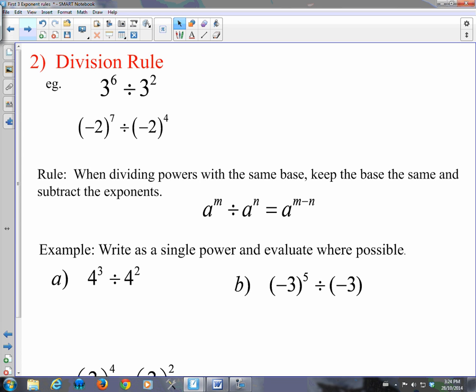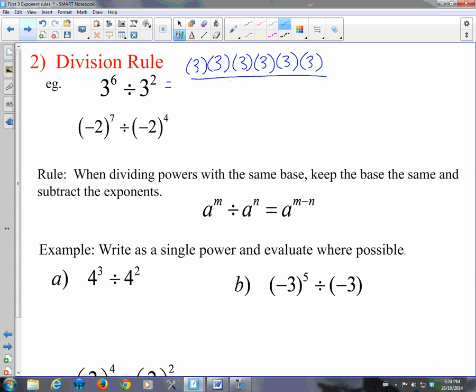Second exponent rule is the division rule. So if I'm dividing 3 to the exponent 6 divided by 3 squared would be 6 threes, 1, 2, 3, 4, 5, 6, divided by 2 threes. And so if you have the same thing on the top as you do on the bottom, you can cross it out. So for each 3 on the top, crosses out with a 3 on the bottom, which means I'm left with 4 threes being multiplied together.